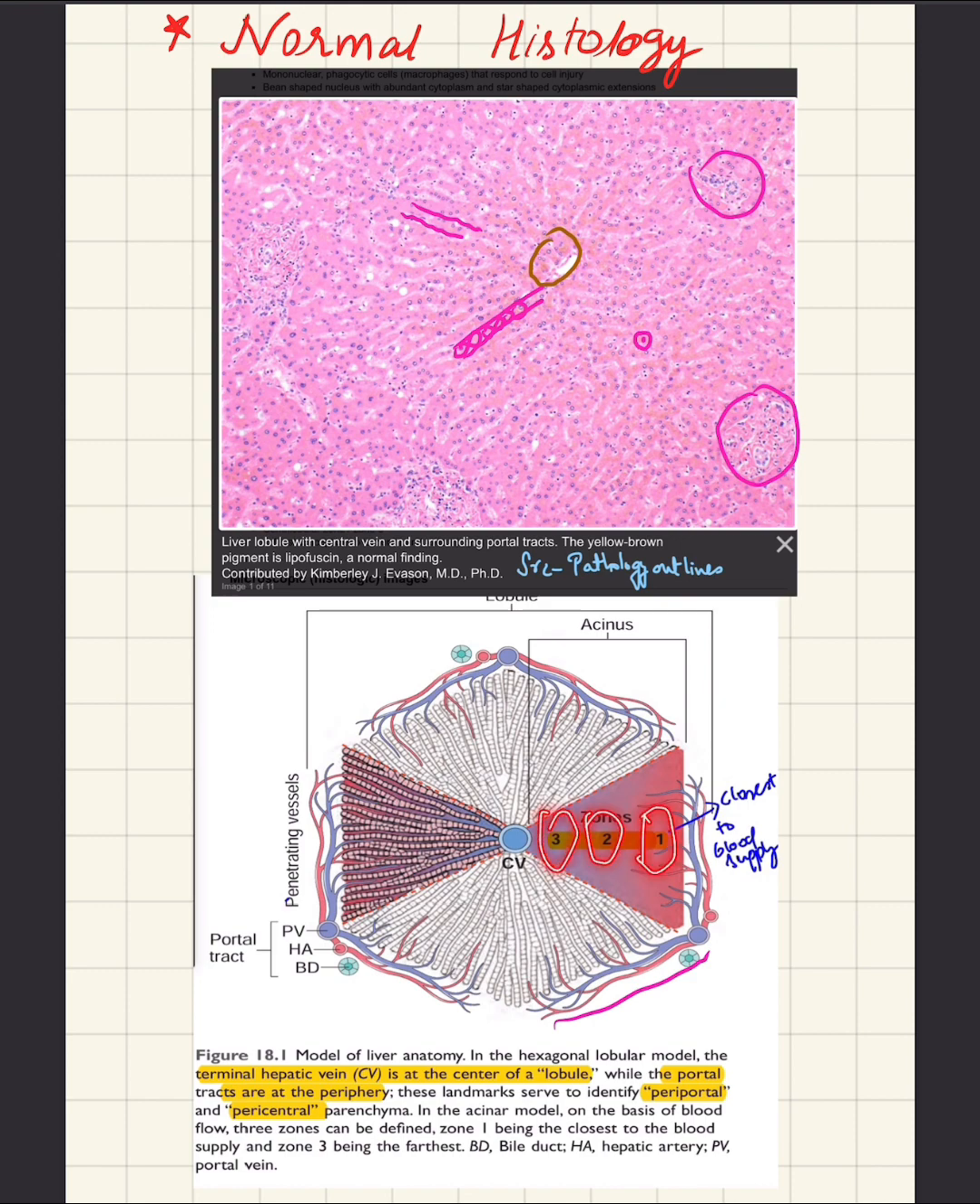The importance of these zones is that the zone nearest to the blood supply is more prone to injury by toxins, because toxins will be present in the blood, and the area getting the highest blood supply will be more prone to injury by the toxins. Zone 2 is more susceptible to certain viral infections like yellow fever. And zone 3, which is farthest from the blood supply, is most prone to ischemic or hypoxic injury. So these are the important concepts regarding this division of zones in the hepatic acinus.